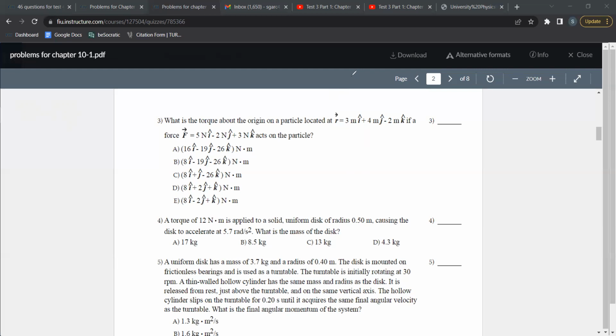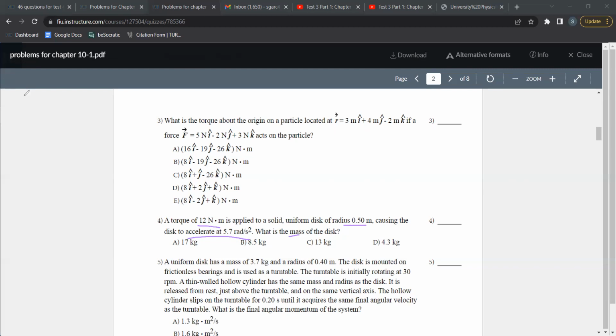So a torque of 12 newton meters is applied to a solid uniform disk of radius 0.50 meters, causing the disk to accelerate at 5.7 radians per second squared. What is the mass of the disk? Okay, so this one's asking for the mass. It gives you a torque, it gives you your radius, and it gives you your angular acceleration. So what do we know?